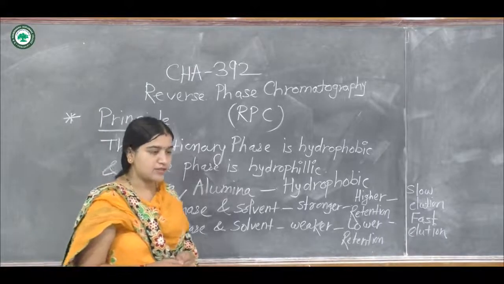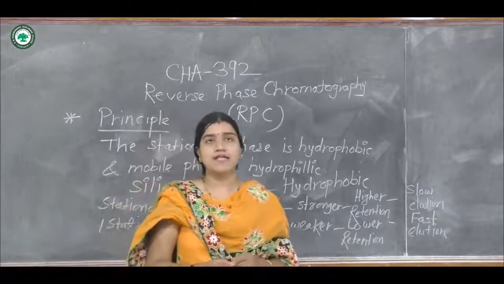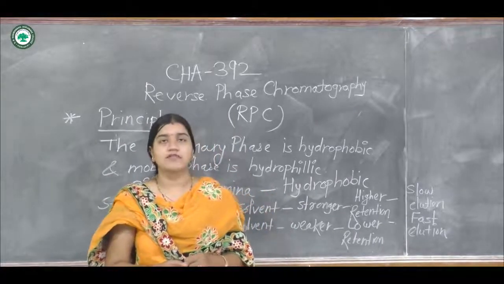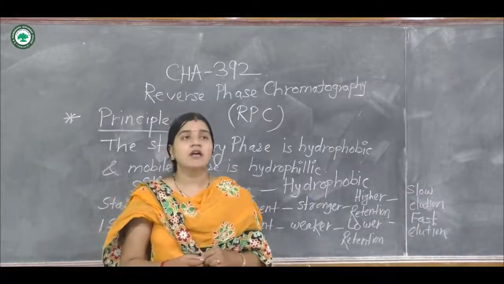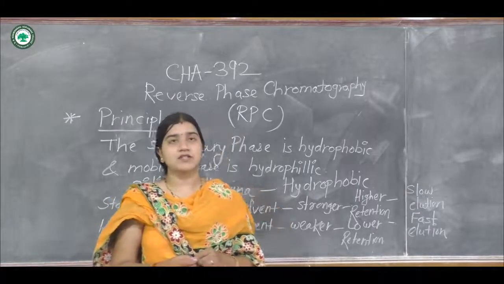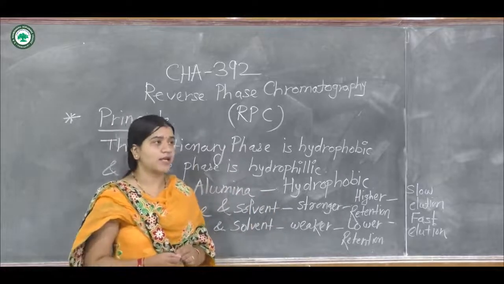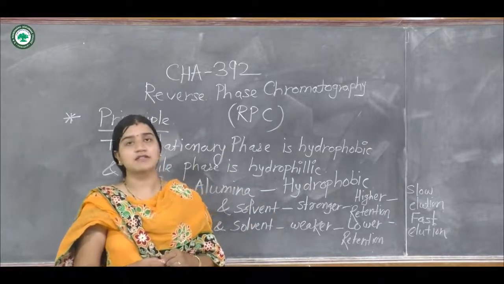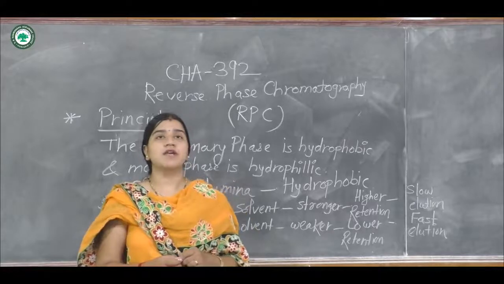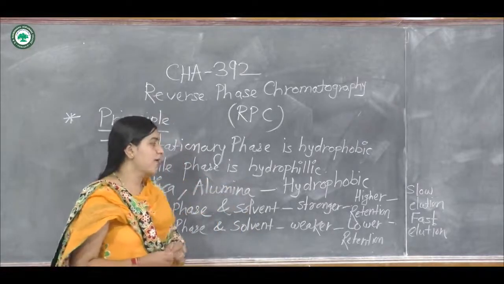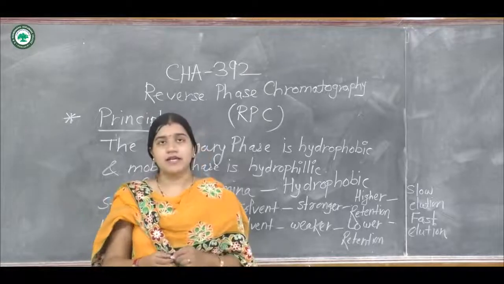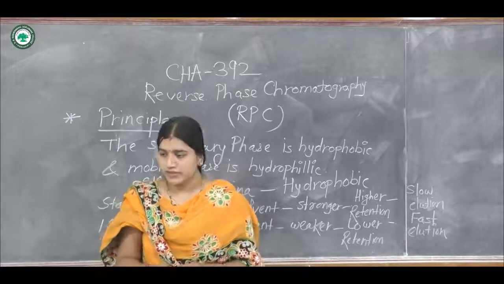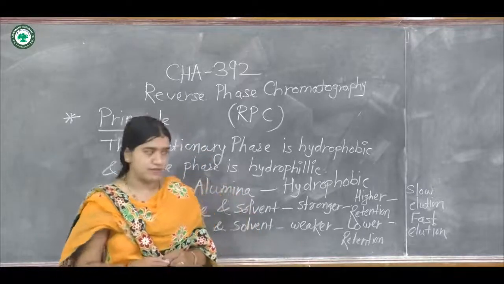Always in case of reverse phase chromatography, if there is a stronger interaction between the stationary phase and the solvent, then it will take more time for the elution because its retention factor is higher, and when the interaction is lower or weaker, then it will take a lower time and fast elution will take place in case of RPC.